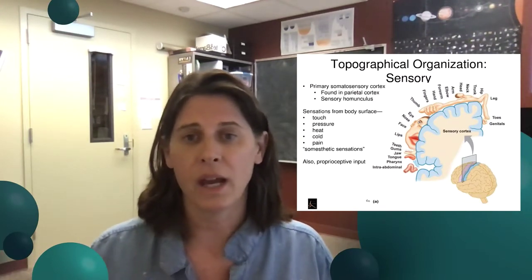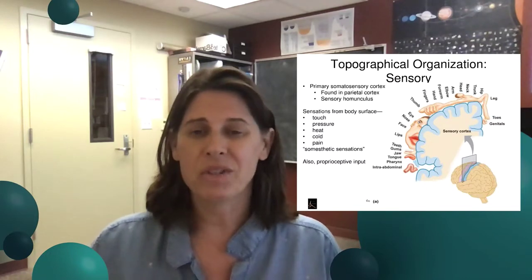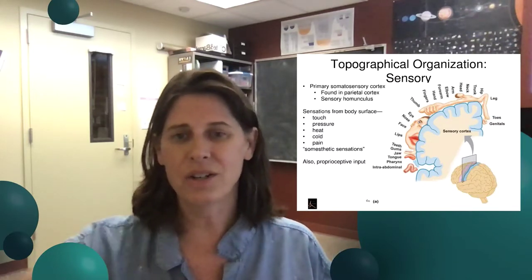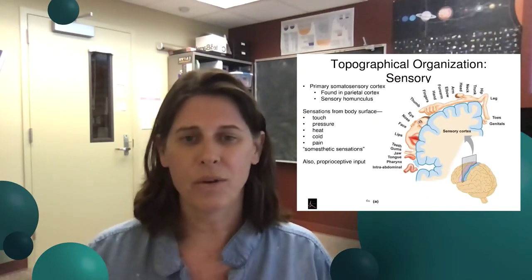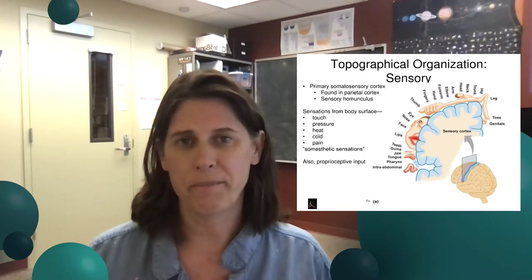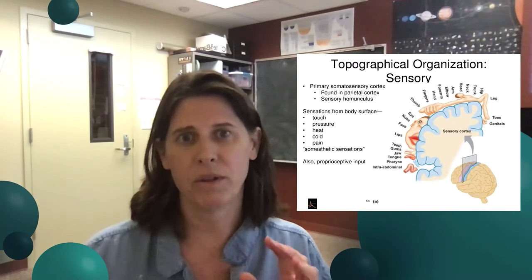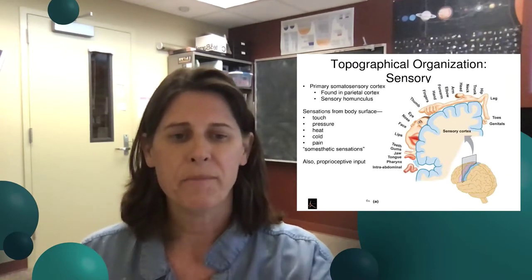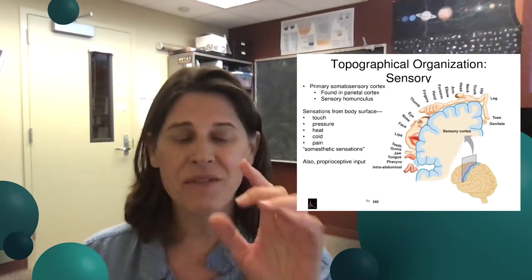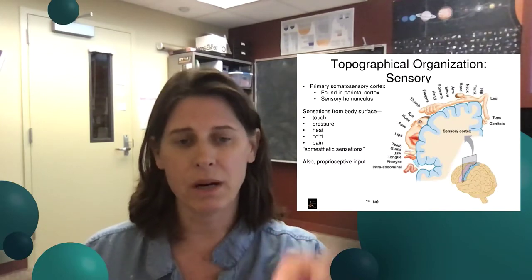Are you standing? Are you leaning? Are you standing straight up? Is your elbow bent? Is it straight? Those are proprioceptive input. So it gives you an idea of your body position. All right, so I wanted to show you a difference so you can see the human homunculus.